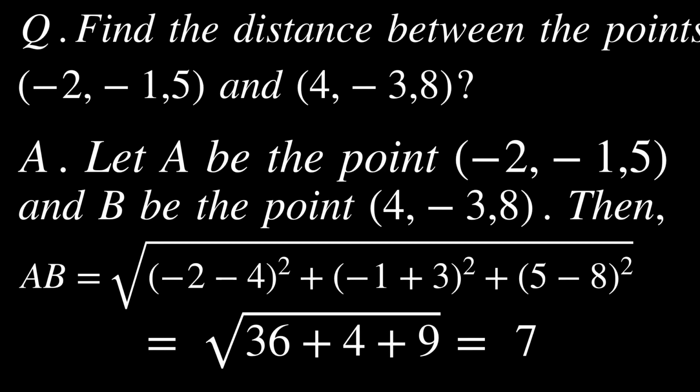So in this case we can mark A as (-2, -1, 5) and B as (4, -3, 8). So the distance between the points AB is given by square root of (-2-4)² + (-1+3)² + (5-8)², which is equal to square root of 36 + 4 + 9, which is equal to 7.